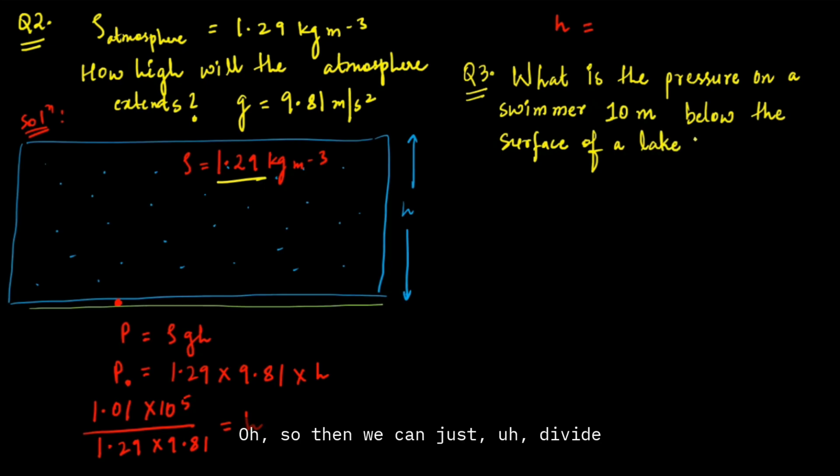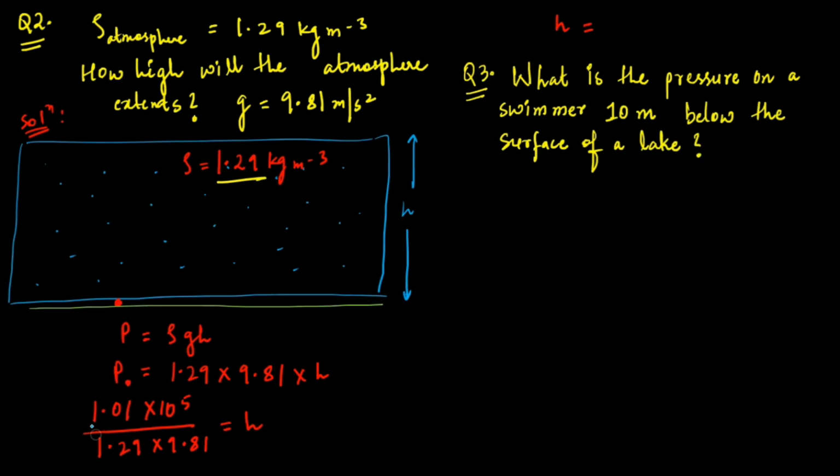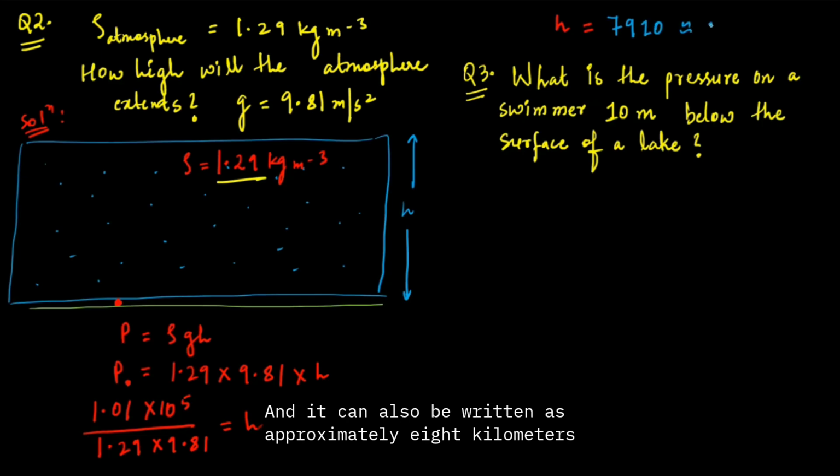So then we can just divide it by atmospheric pressure, right? Yes. So rho gh tells you the atmospheric pressure. I got 7,910.140. All right, fair enough. And it can also be written as approximately 8 kilometers.